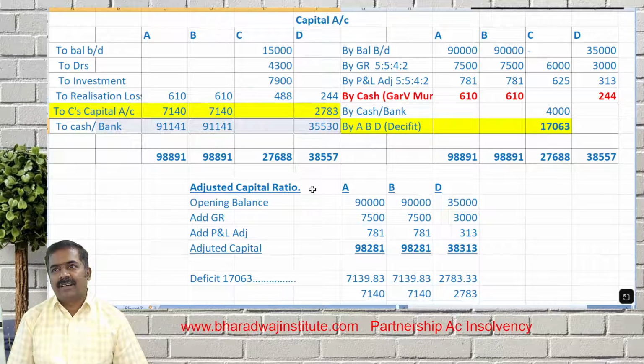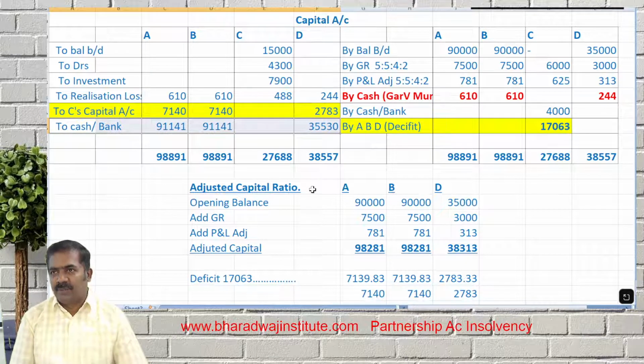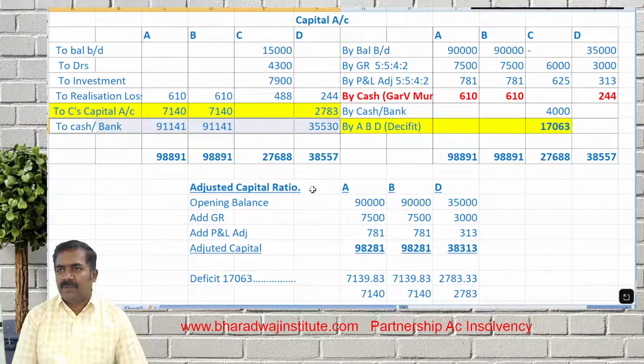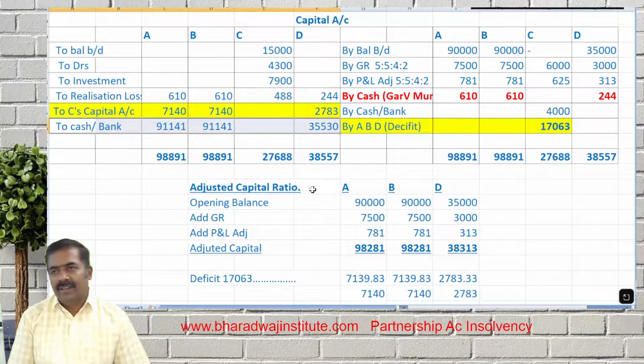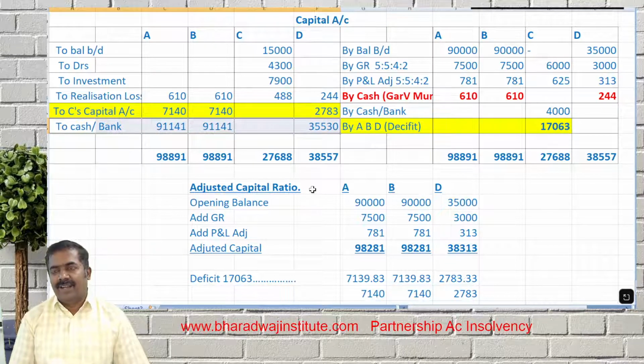Partners give a loan to the firm. It's an external liability. Partners loan. If you look at that, it's an internal liability only. Partners loan is an internal liability.